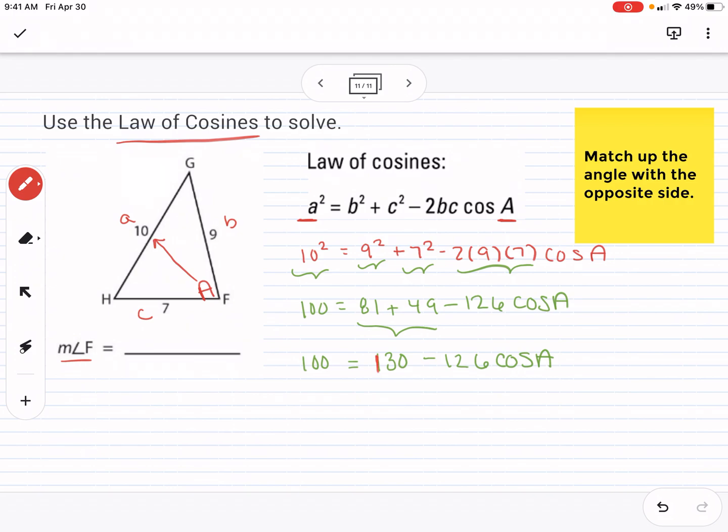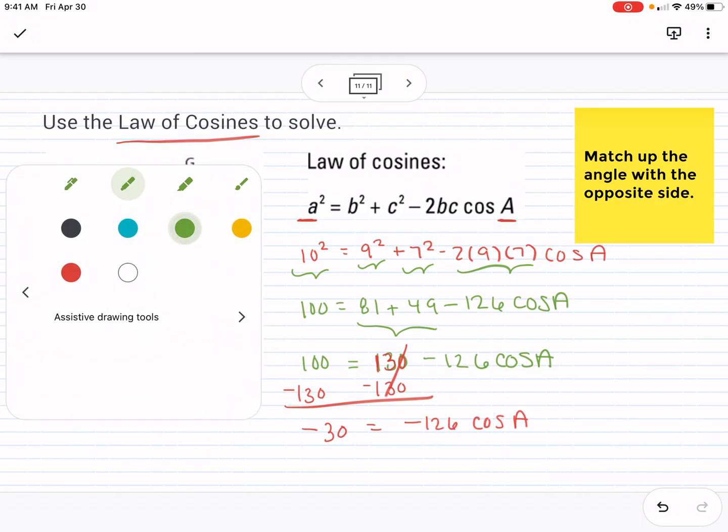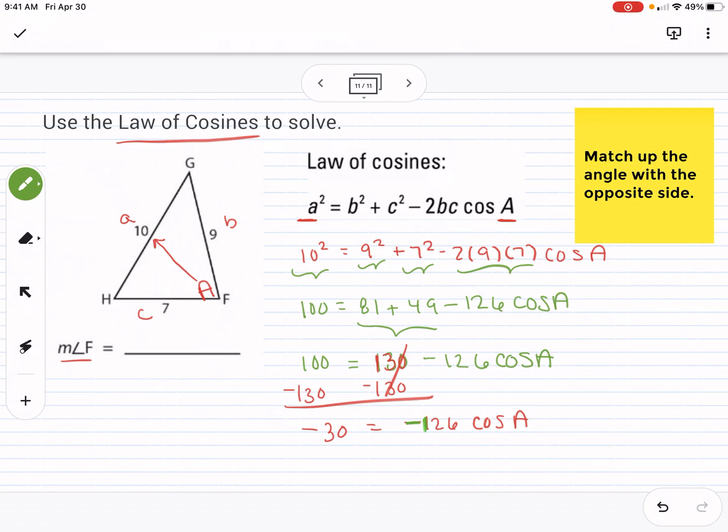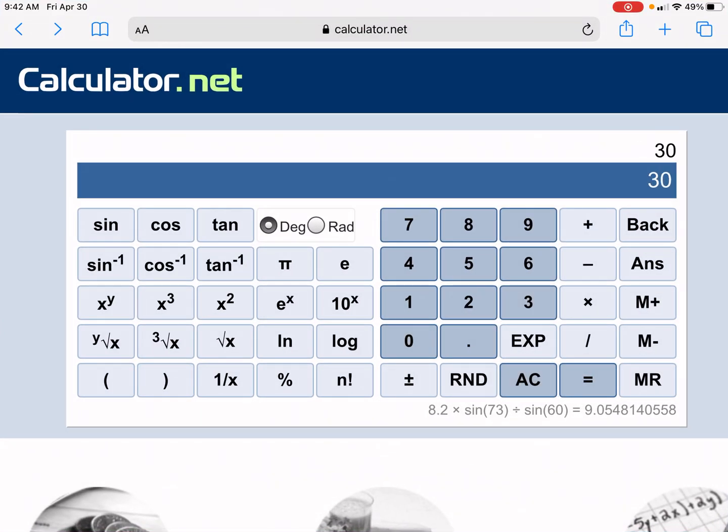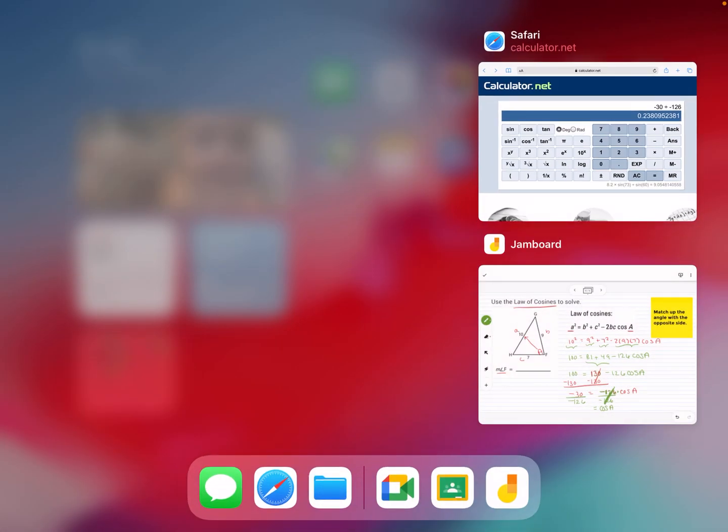I'm going to have to get rid of the 130. You would do that by doing the opposite, which is minus 130. So I get negative 30 equals negative 126 cos A. Here they're multiplying the negative 126 times the cos A. The opposite would then be to divide by negative 126. So I'm going to do negative 30 divided by negative 126. This comes out 0.238.